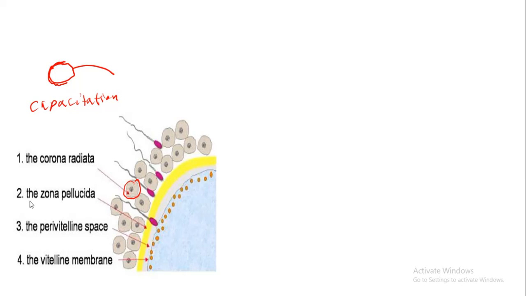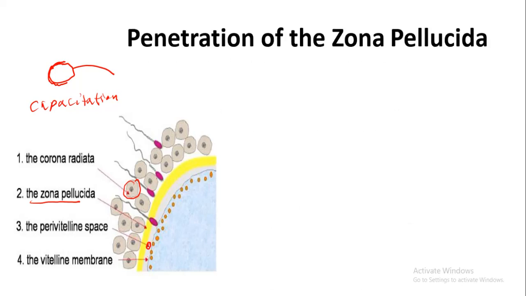Then from there comes the penetration of the zona pellucida, and that will make the sperm reach what we are calling the perivitelline space. After that it's going to reach the vitelline membrane, which is found on the egg cell. I'm trying to explain to you the penetration of the sperm through the zona pellucida.